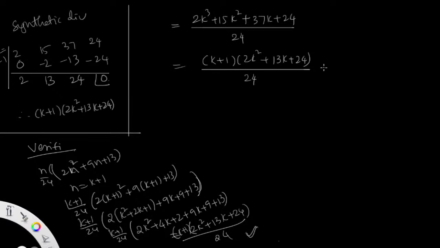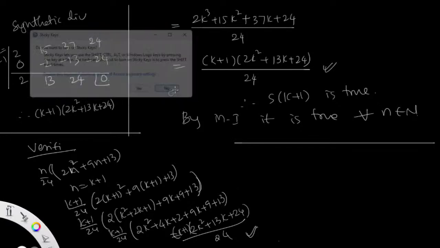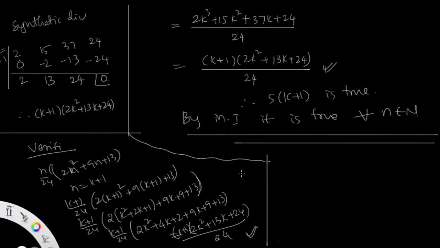Therefore, this part and this part are the same. Therefore, S of k plus 1 is true. By mathematical induction, it is true for all n belongs to capital N. This is the rough part, whether it is correct or not by doing the verification.